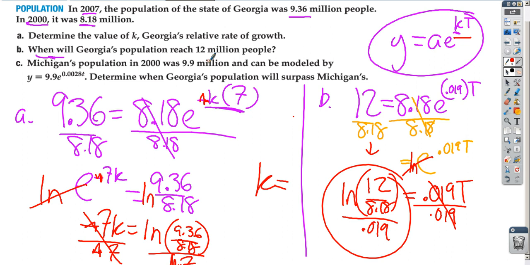Last question, Michigan's population was 9.9 million, and it will be modeled by that. Determine when Georgia will surpass Michigan. So here's the easiest way to do this.